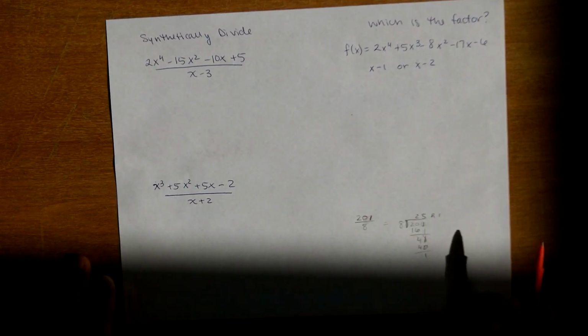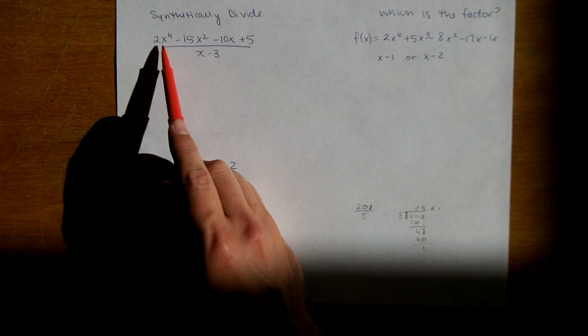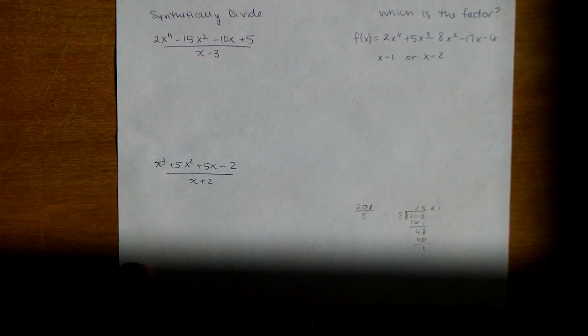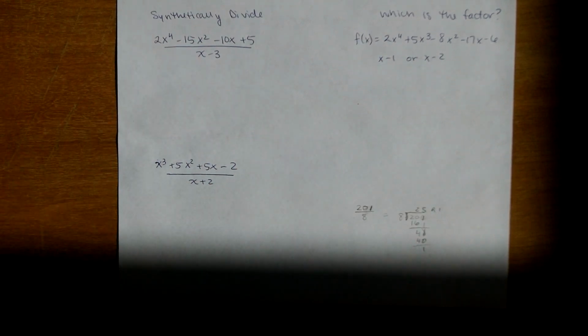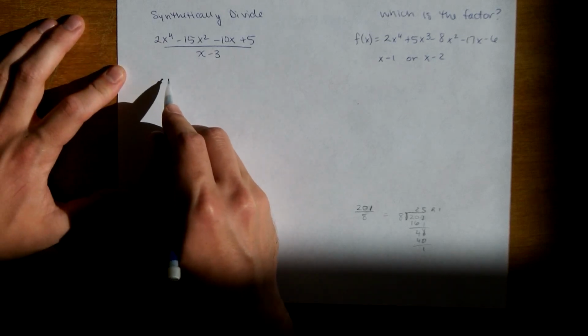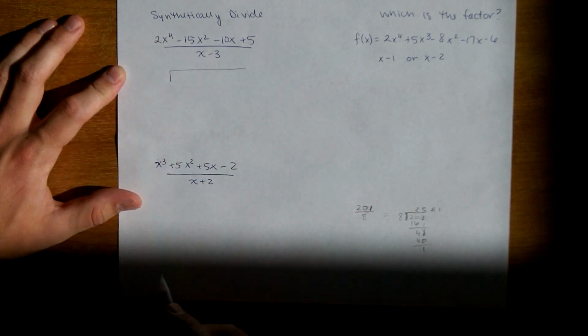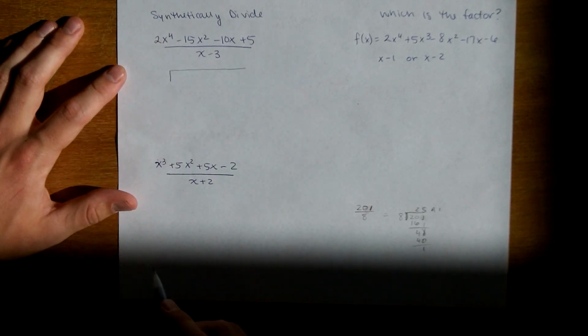All right, so we're going to synthetically divide 2x to the fourth minus 15x squared minus 10x plus 5 by x minus 3. So this was the problem that was on the front of this paper. So how do we synthetically divide? First, we want to just write down what numbers were in our polynomial. In other words, what coefficients we had.